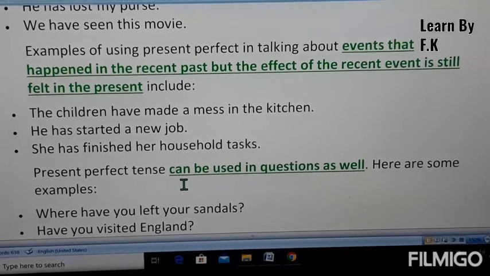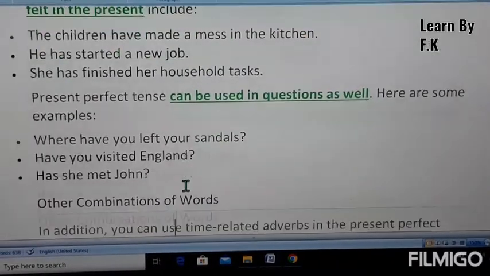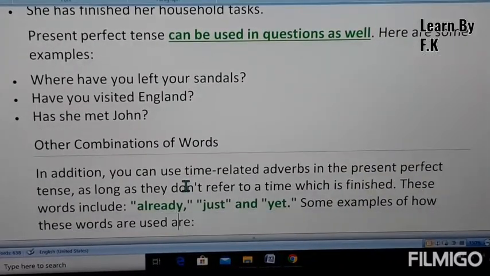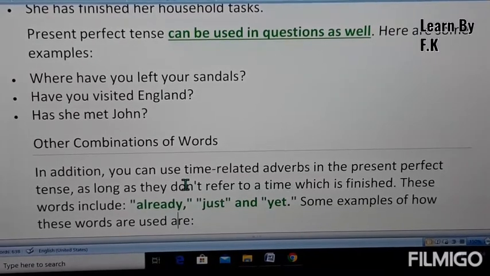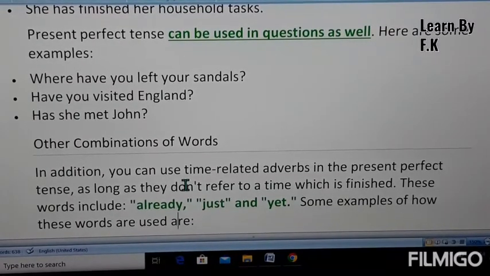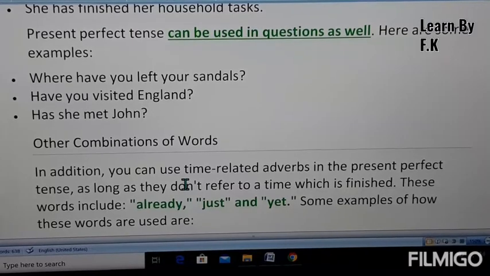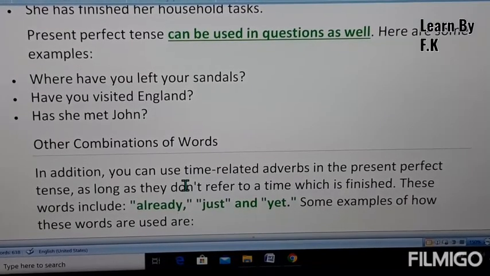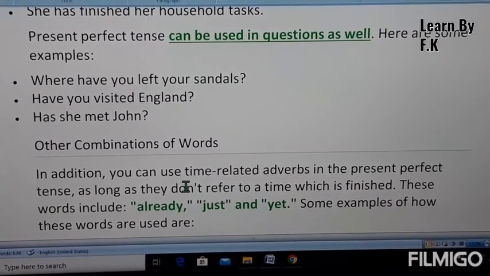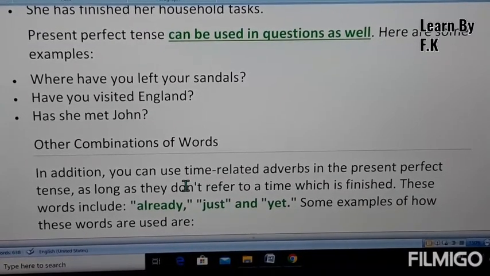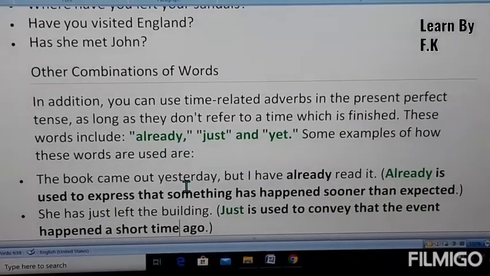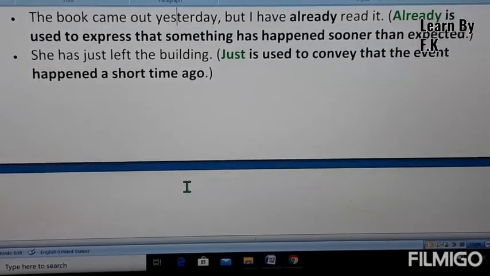Present perfect tense can be used in questions as well. Here are some examples when making a question. Where have you left your sandals? Have you visited England? Has she met John? These are very simple ways of making questions. Other combinations of words.